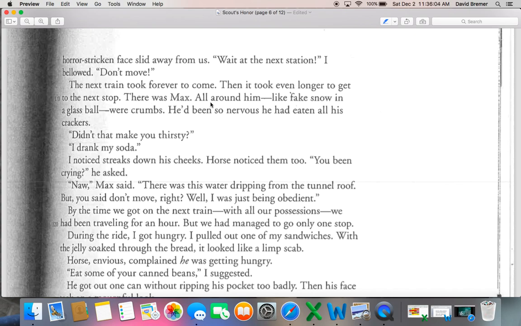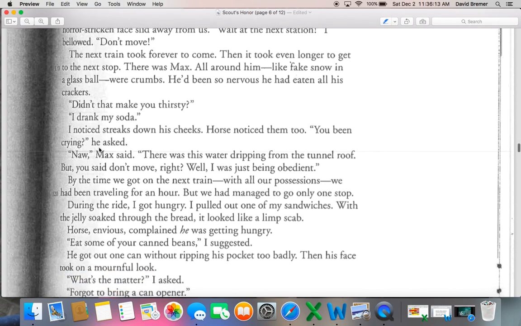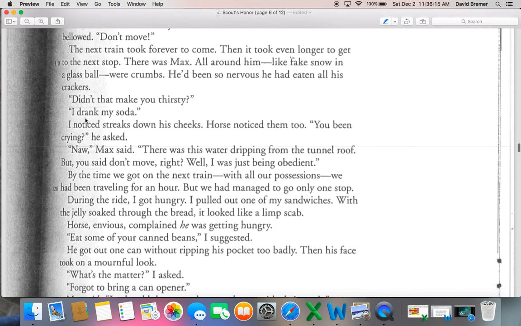There was Max. All around him, like fake snow in a glass ball, were crumbs. He had been so nervous he had eaten all of his crackers. "Didn't that make you thirsty?" I drank my soda. I noticed streaks down his cheeks. Horace noticed them too. "You been crying?" he asked. "No," Max said. "There was this water dripping from the tunnel roof. But you said don't move, right? Well, I was just being obedient."